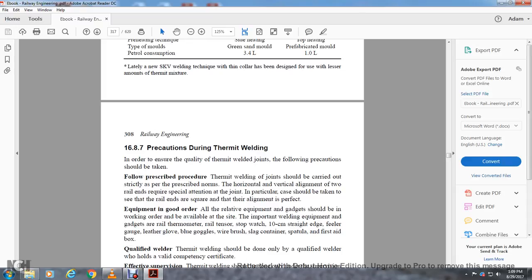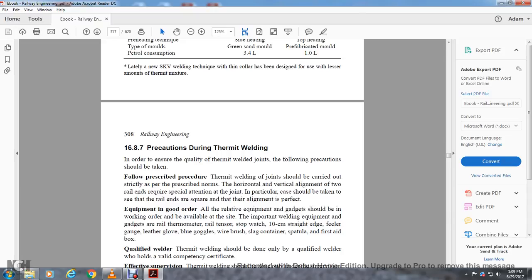Precautions during thermite welding. In order to ensure the quality of the thermite welded joint, the following precautions should be taken. The prescribed procedure for the thermite welding joint should be strictly followed. Normally, the horizontal and vertical alignment of the rail ends will require special attention for the joint. In particular, care should be taken that the rail ends of the joint are square and the alignment is perfect. Equipment should be in good order. All relevant equipment and gadgets should be in working order and available at the site of the welding.